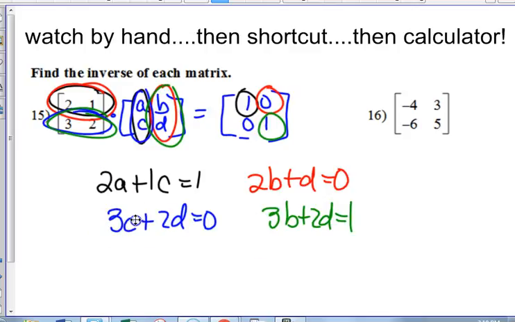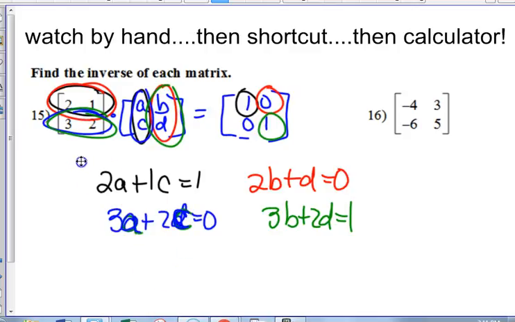What did I do wrong? This was 3a plus 2c. Thank you. I don't know. Did I say it wrong? Or just write it wrong? Okay. That was this row times this column.